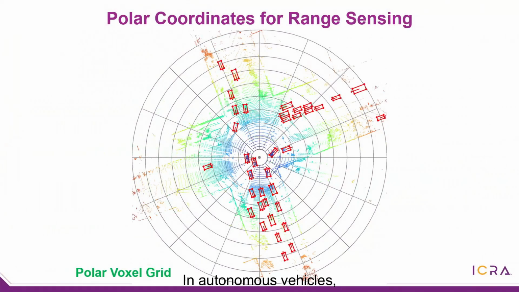In autonomous vehicles, detection and segmentation are core components of the perception system. They allow the vehicle to understand and interact with its surroundings. Among different sensors, range sensors such as LiDAR and radar play a crucial role. Their measurements can be naturally projected onto 2D polar coordinates, defined by range and azimuth.